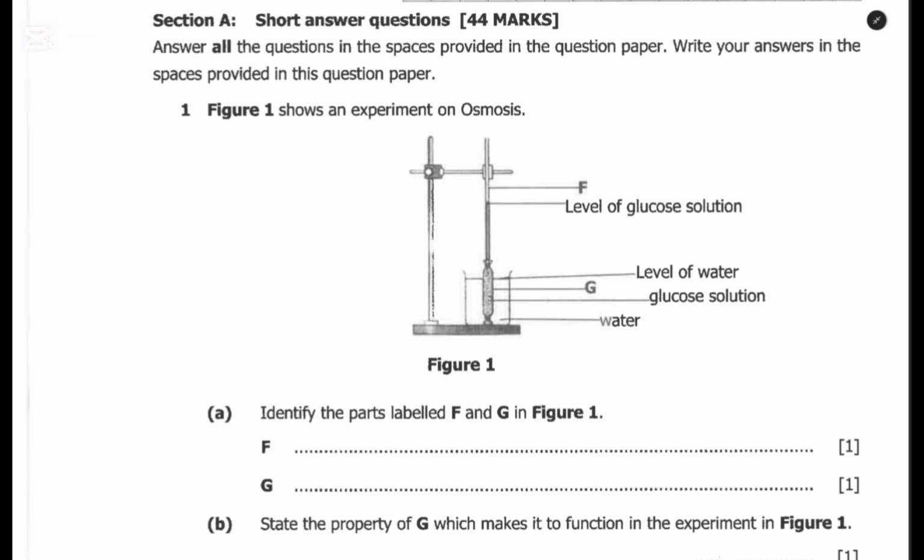So in the setup for osmosis here, F is called the capillary tube. Then of course G is the whisking tubing, and the whisking tubing acts as a selectively permeable membrane, one of the conditions that are needed for osmosis to take place. So the whisking tubing acts as the selectively permeable membrane across which the water molecules are diffused.